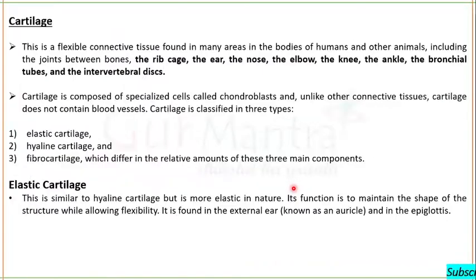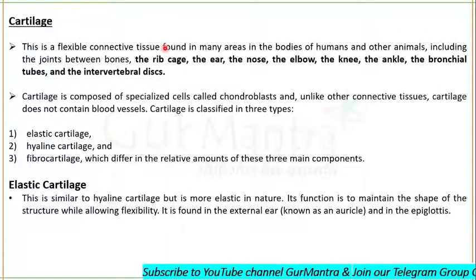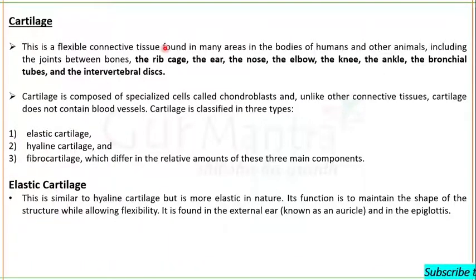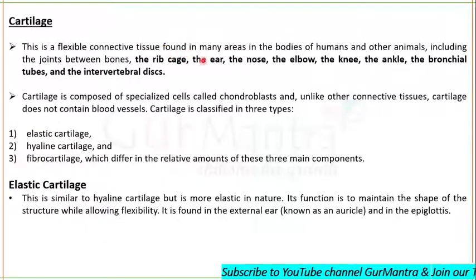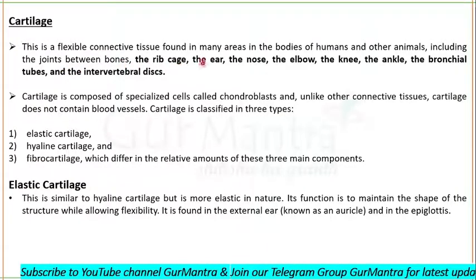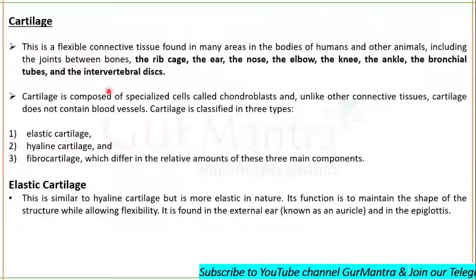Cartilage. This is a flexible connective tissue. Cartilage is a flexible, pliable tissue. It consists of a dense network of collagen fibers and elastic fibers. It is mainly found in joints between bones, rib cage, ear, nose, elbow, knee, ankle, bronchial tubes, and the intervertebral disc.